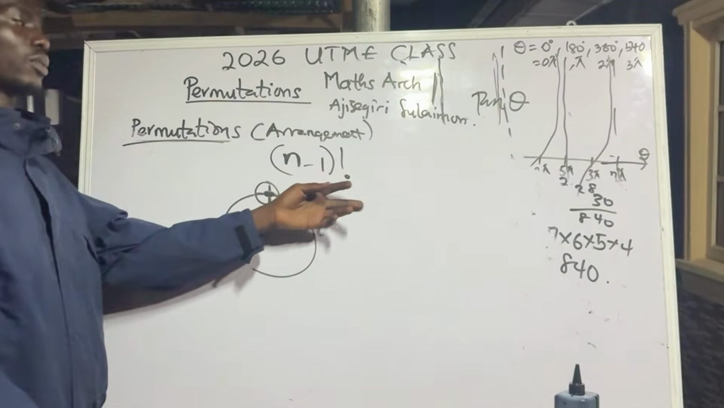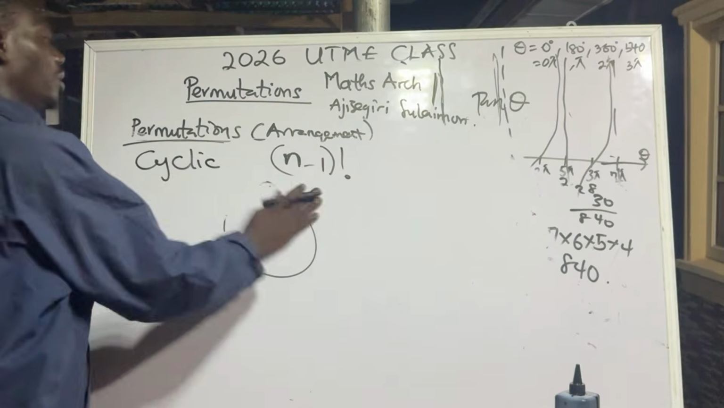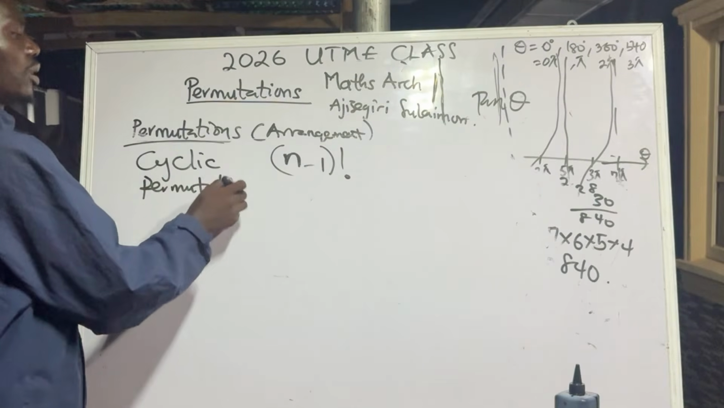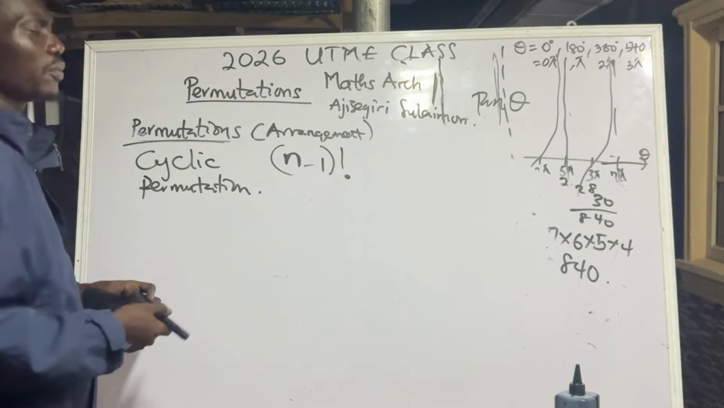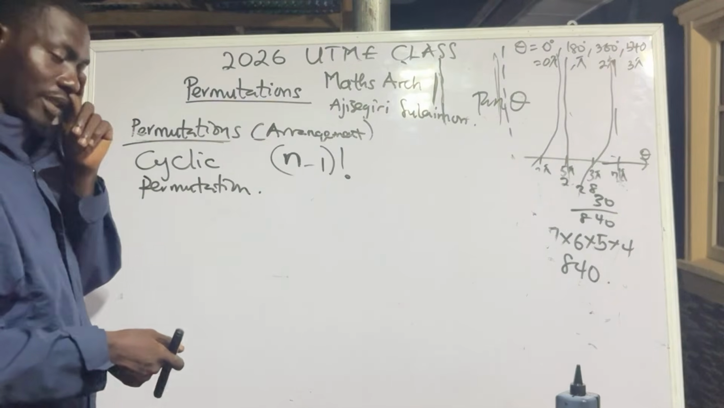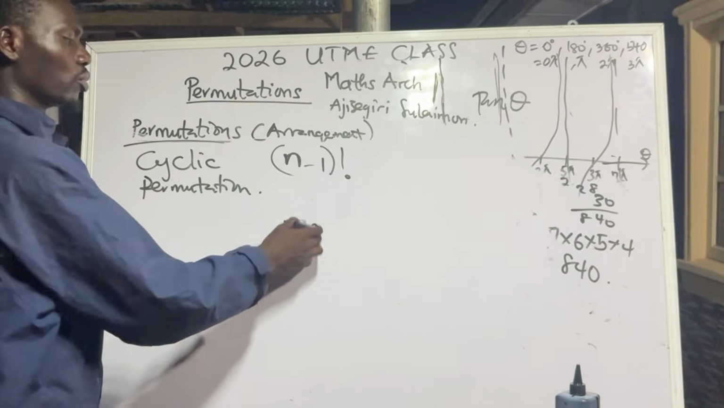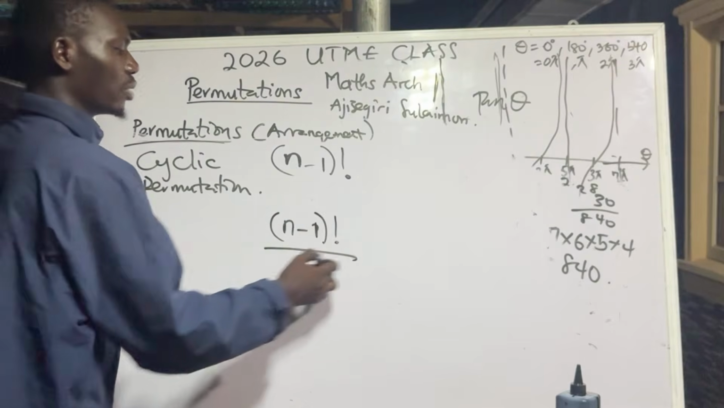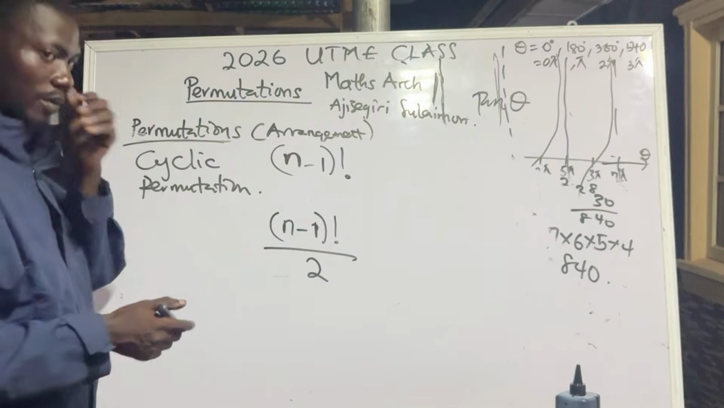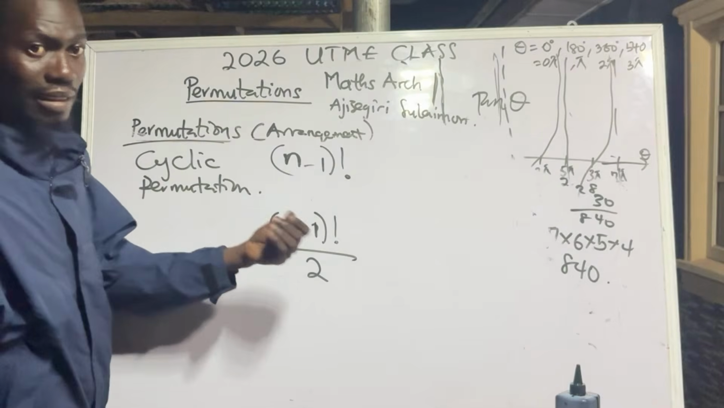n minus 1 factorial. That's the formula for cyclic permutation, arrangement around the circular. Now, if moving rightward is equal to moving leftward, then the formula will change and it becomes n minus 1 factorial over 2. Why is it like that? It is because the rightward movement is equal to the leftward movement. There's no difference, so we have to reduce it because that's a repetition.